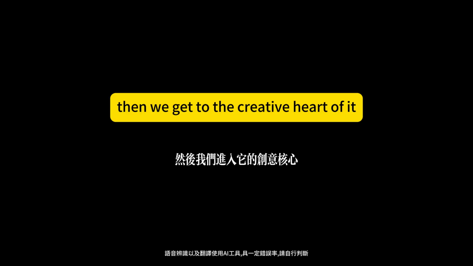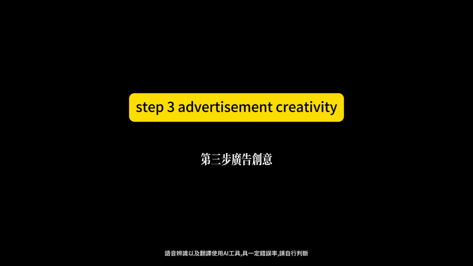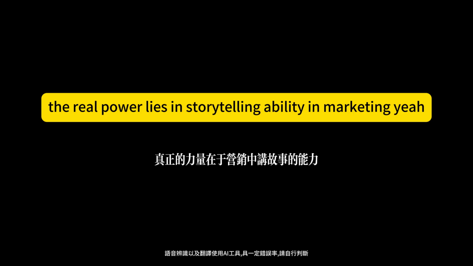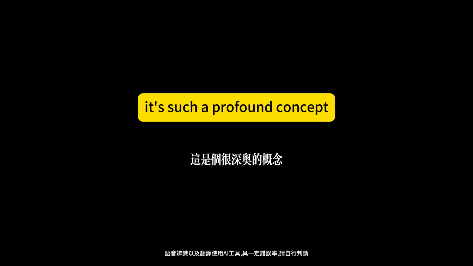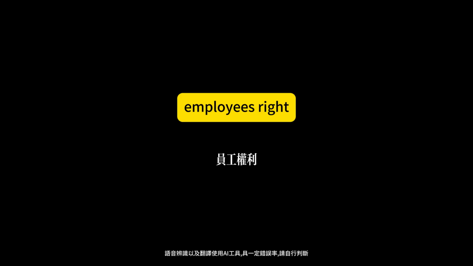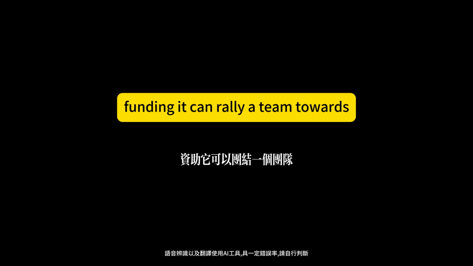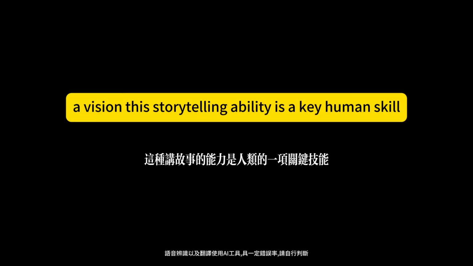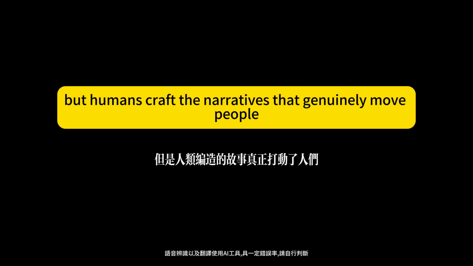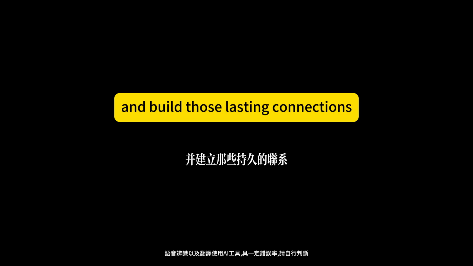Then we get to the creative heart of it. Step 3, advertisement creativity, specifically text content design. Our sources really emphasize that beyond just crafting compelling headlines and body copy, the real power lies in storytelling ability in marketing. Yeah, it's such a profound concept. I mean, think about convincing investors or motivating your own employees, right? A powerful narrative can secure funding, it can rally a team towards a vision. This storytelling ability is a key human skill, and it's often lacking in purely AI-generated content.